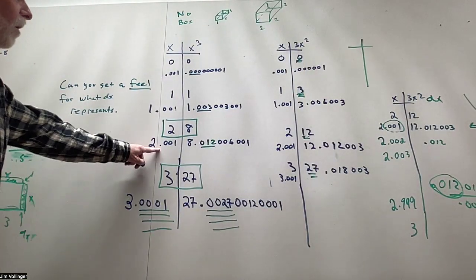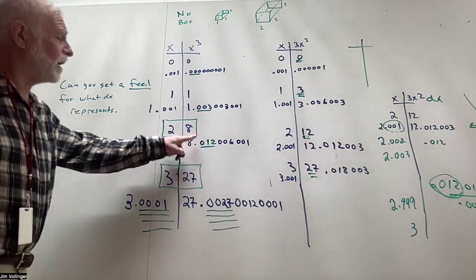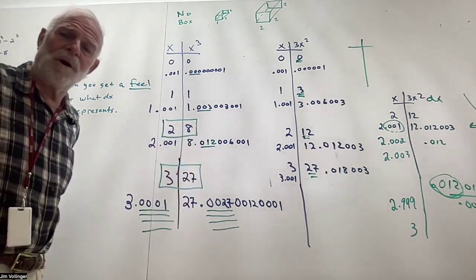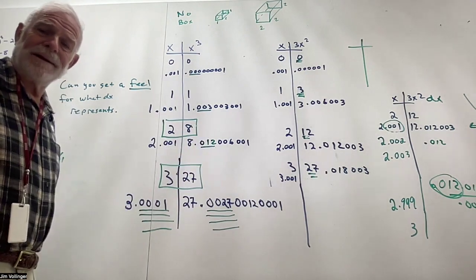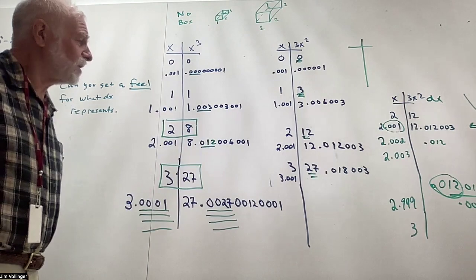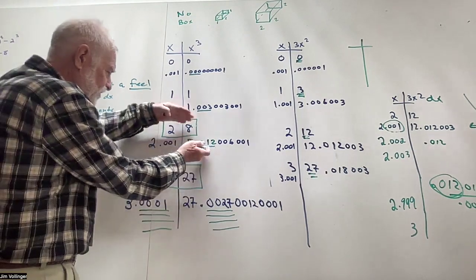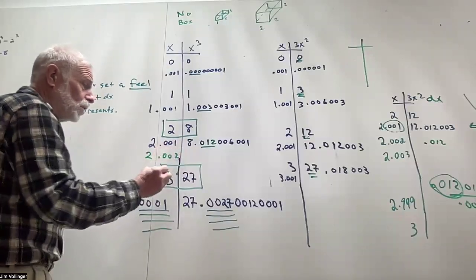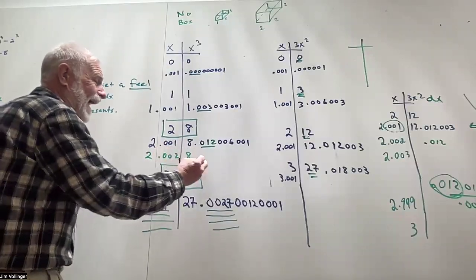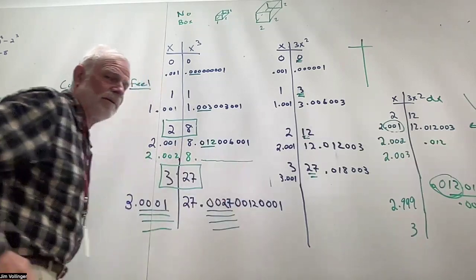Oh, 2.0. Oh, it has jumped by 0.012. There's the change. So it looks like 3x squared dx is adding up these changes. Now, what I should have had here was 2.002 gets me 8 point, I don't know that pattern.